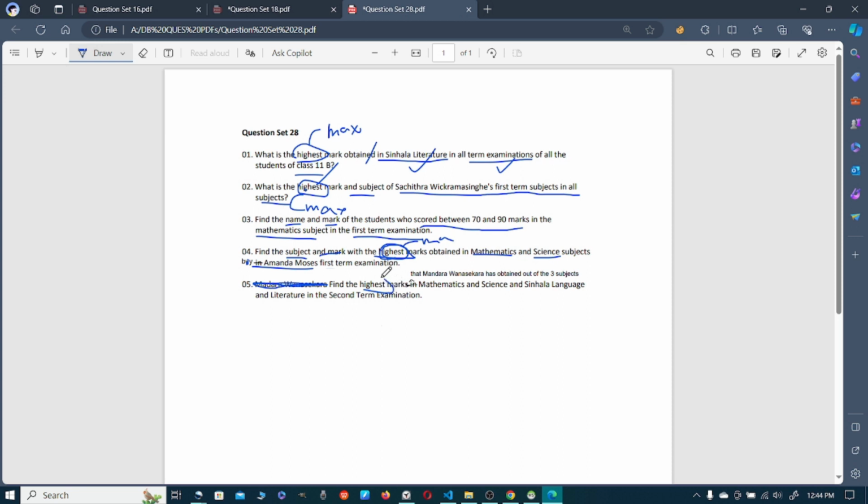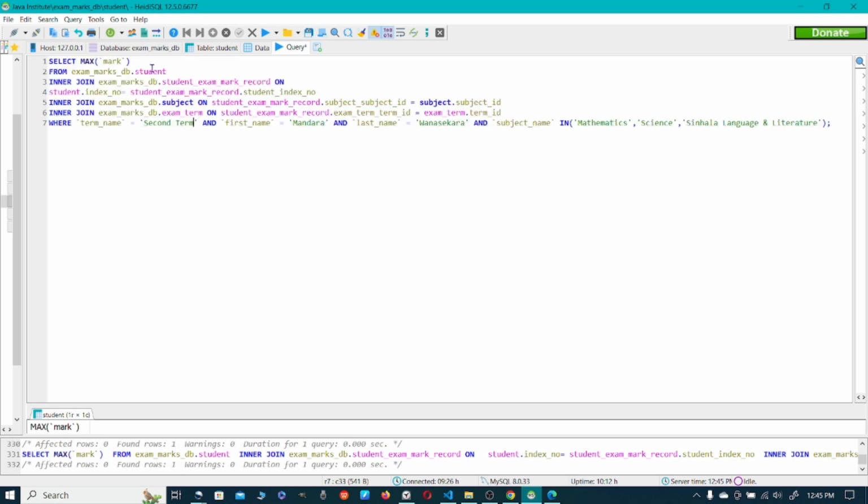Find the highest mark. Highest mark means that we have used the keyword max. Find the highest mark that Madara Wanasekara has obtained out of the three subjects mathematics, science, and Sinhala language and literature in the second term examination. Even though they have given all of the subjects, we have to use the subject table, and so we have used the student table, the student exam mark record table, the subject table, and the term table. So this would be our fifth query.